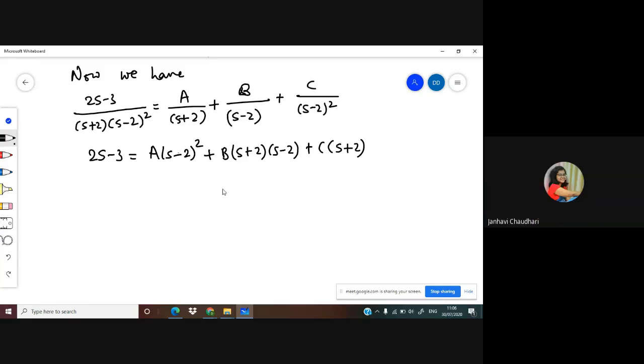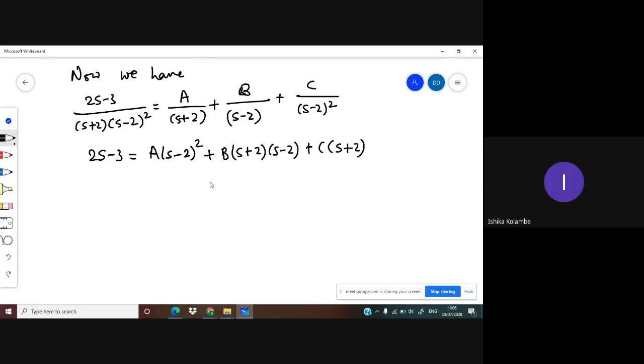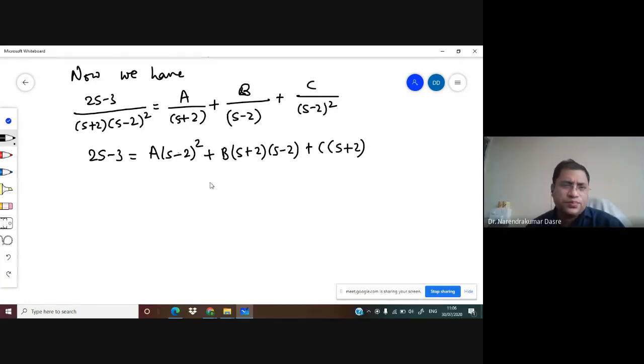So are you able to get this expression? Is there any difficulty in understanding this expression? Yes, sir. Okay, that's great. Once you understood this expression, the rest of the things become easy. So here we have two distinct linear factors, one of which is repeated. You can use the previous method, but remember that the previous method is very useful in the case of distinct linear factors.